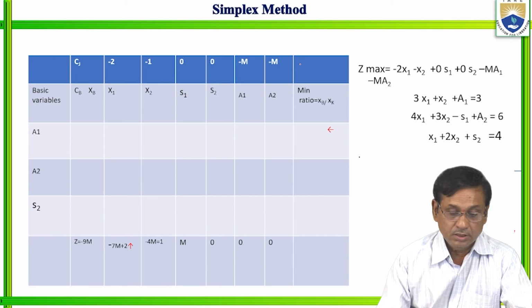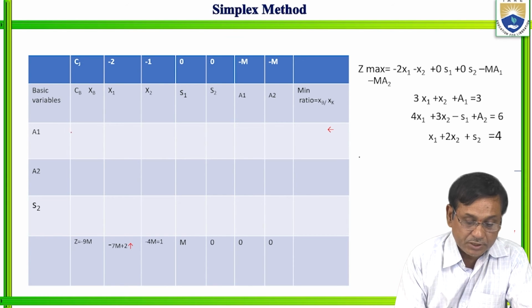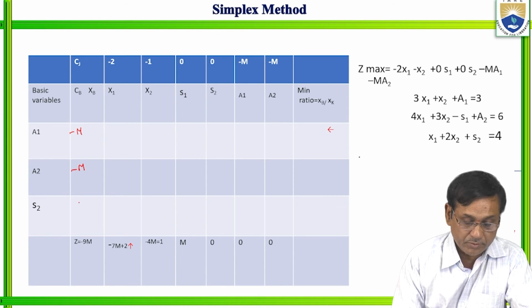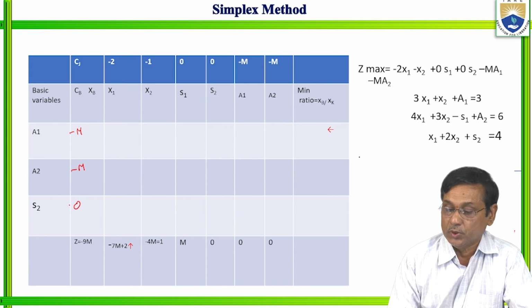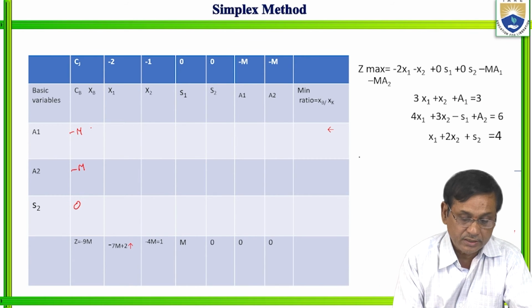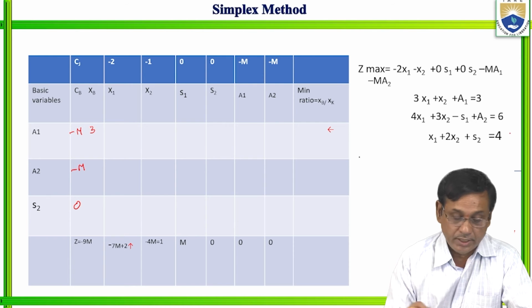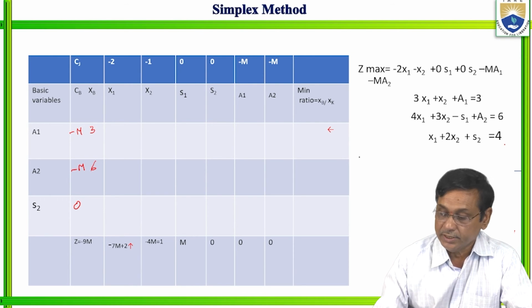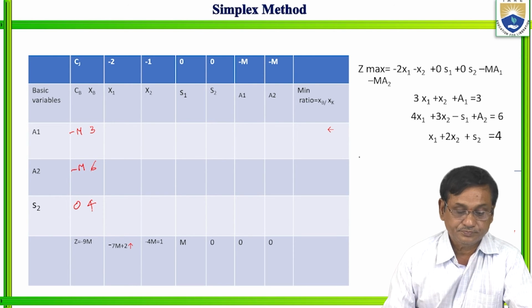Next, A1 coefficient in the objective function is -M. A2 coefficient is -M. S2 coefficient is 0. Next, XB values. When x1, x2 are zeros, you are getting A1 is equal to 3, A2 is equal to 6, S2 is equal to 4.